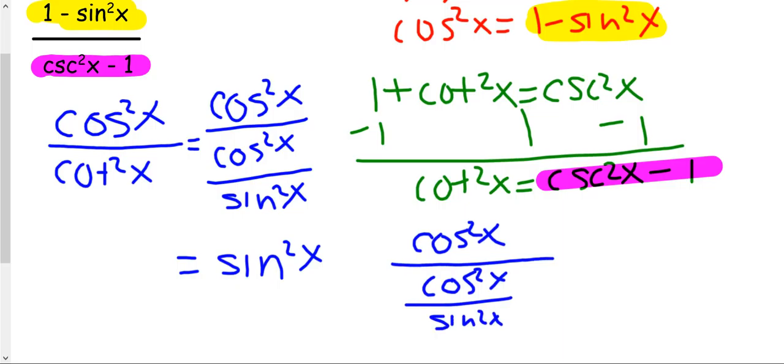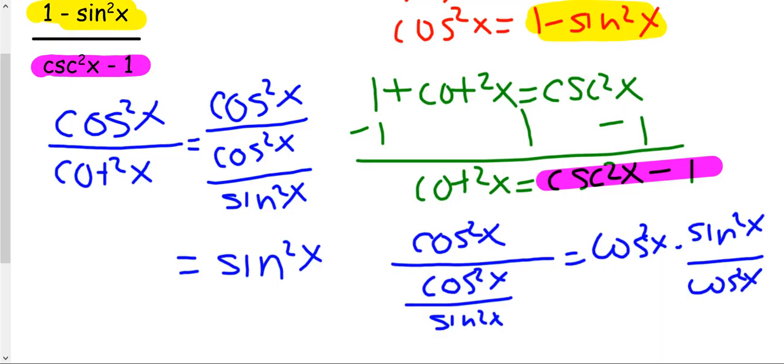You're probably most comfortable rewriting this as the cosine squared x times sine squared x over cosine squared x, and from here you can really see why those cosine squareds are canceling out and why you're left with a sine squared x as your final solution.